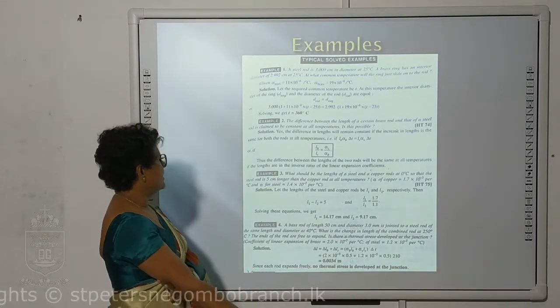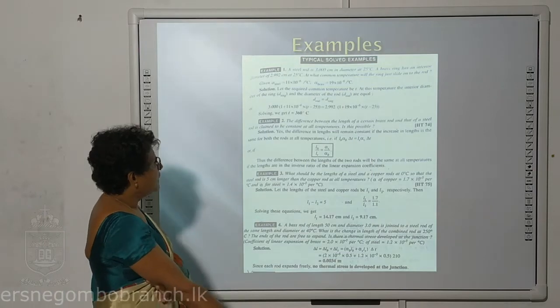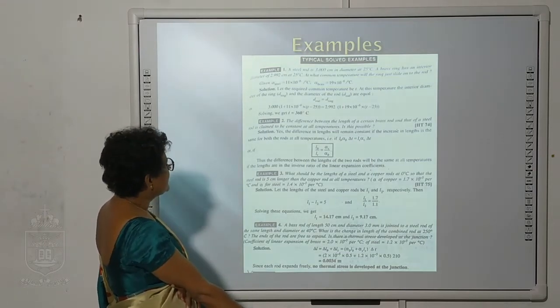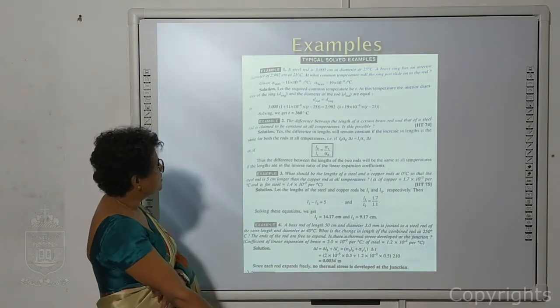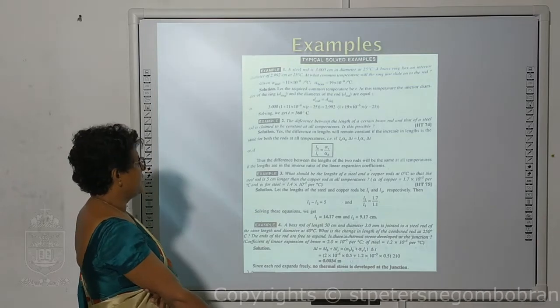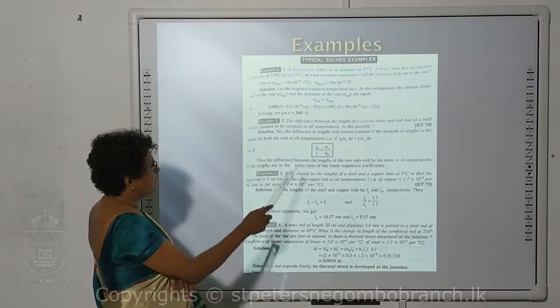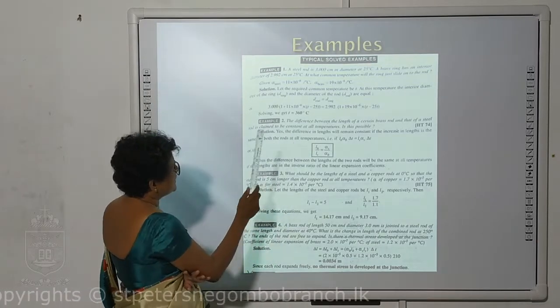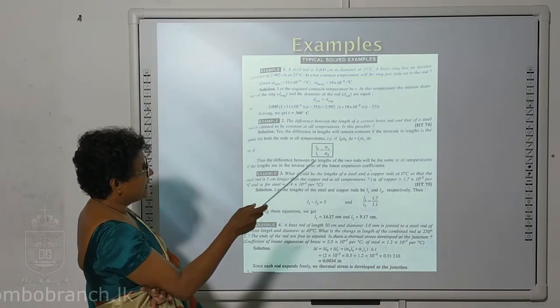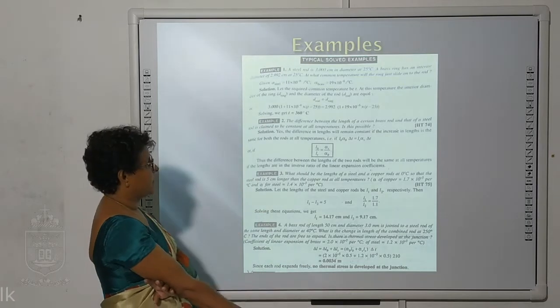Look at this second example. The difference between the length of a certain brass rod and that of a steel rod is claimed to be constant at all temperatures. Is it possible? Yes, it is possible, because the difference in length will remain constant if the increase in length is the same, right?